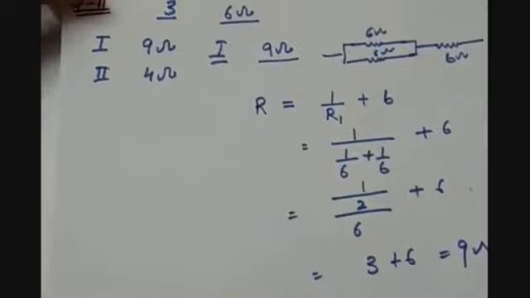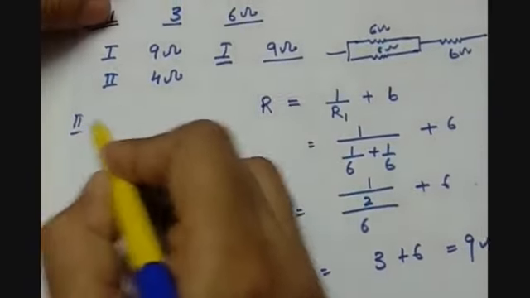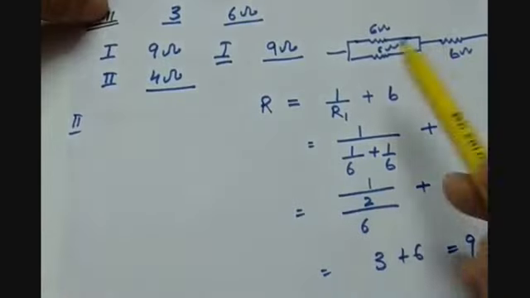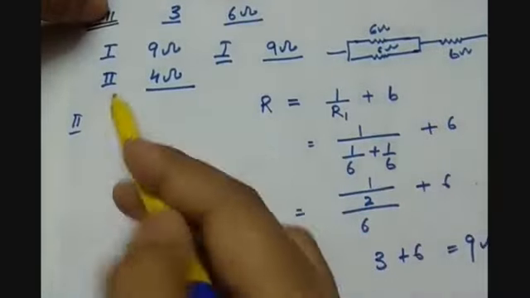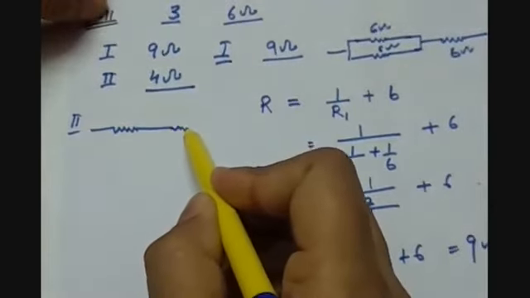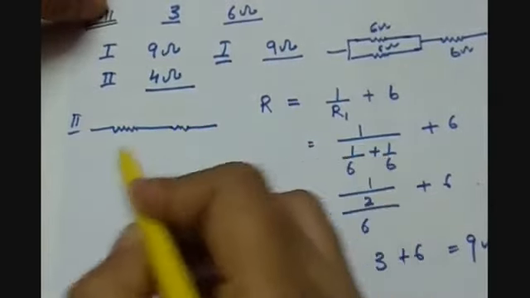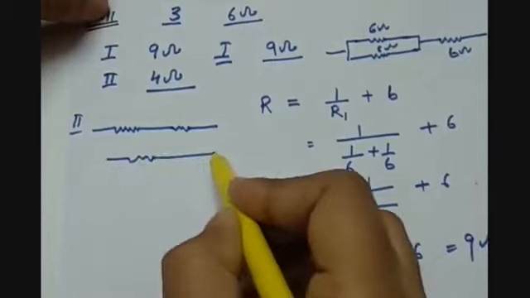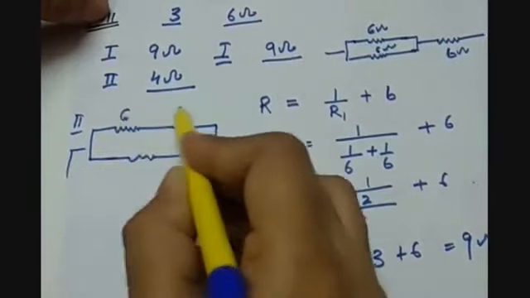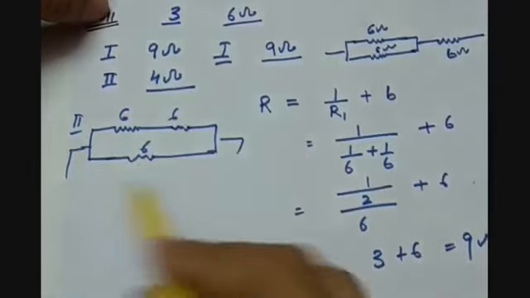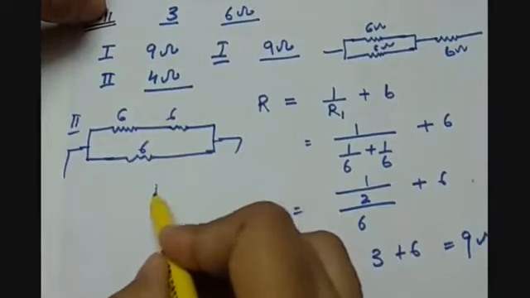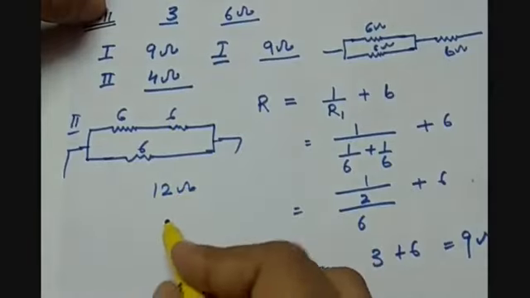Now let us do the second case. In second case we want 4 ohm resistance. So what we have to do, because 2 parallel and 1 series we have seen, now let us see 2 series and 1 parallel with them. This way. So we have 3 resistors connected in this way. So in series, they will add up and we'll get a 12 ohm resistor here.